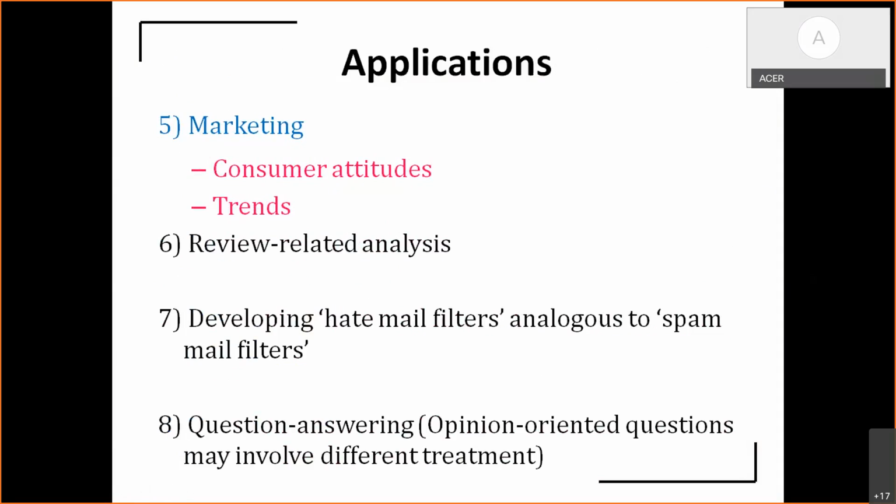Now, as I've told you, it is related to reviews, and it is developing hate mail filters analogous to spam mail filters, right? So text analysis has one more important application, that is hate mail filters. Every day when you open your email, you find some spam mails and some useful mails. Automatically, because of the algorithm, there is a general syntax followed by most spam. So the algorithm will maintain a database. It is going to compare that database with the incoming mail. If it matches, then it is directly going to put it into the spam folder. In this way, it also helps us to segregate useful and useless information. It is also used in question answering. Opinion oriented questions may involve different treatments.